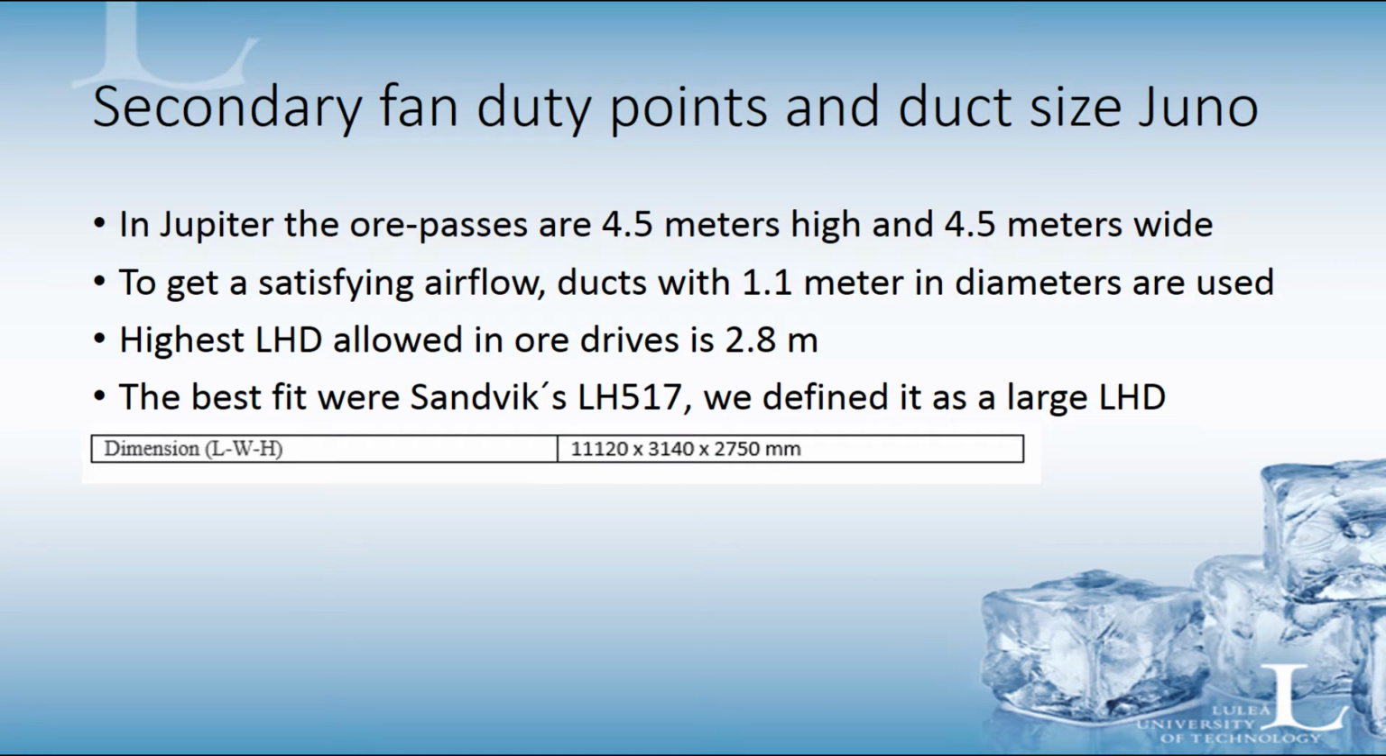In Jupiter, the ore passes are 4.5 meters high and 4.5 meters wide. When the spacing is accounted for, the remaining height is 3.9 meters. Satisfying airflow is reached when a 1.1 meter duct is used. This gives a maximum height of 2.8 meters for machinery. The best fit was Sandvik's LH517.